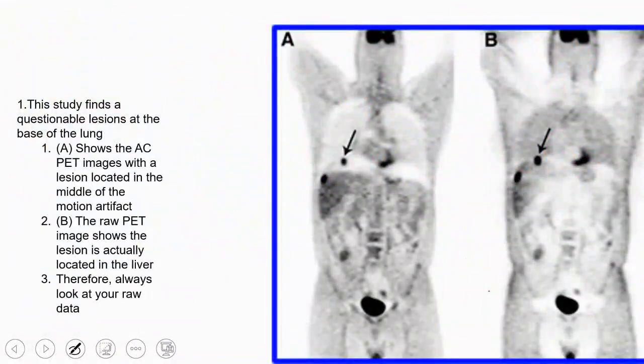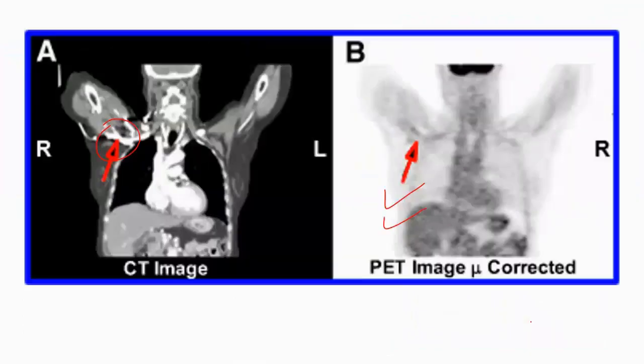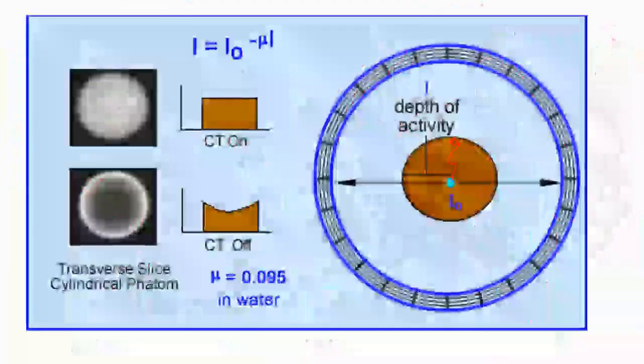Okay. This is the image. It resembles the activity that belongs to every attenuation correction. But then we see the object.